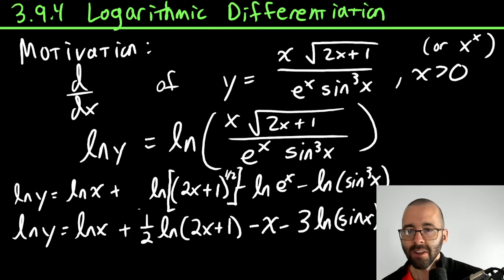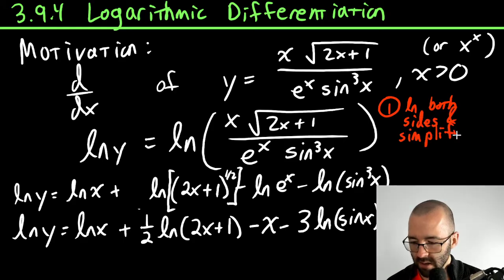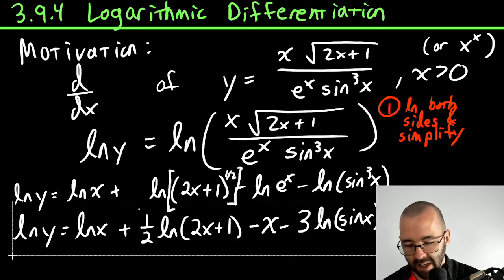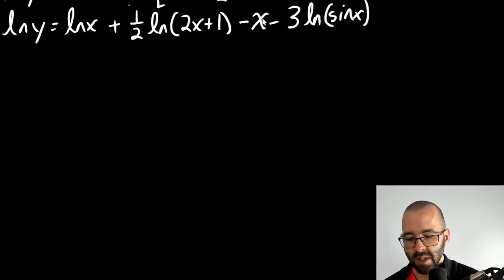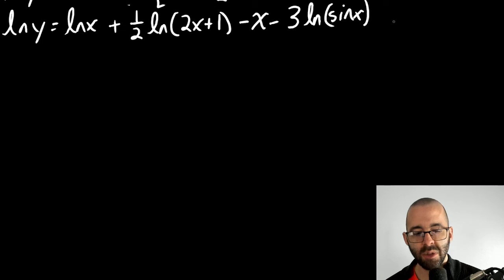So in logarithmic differentiation, this is exactly what it's all about. The first step of logarithmic differentiation is to ln both sides and simplify. Now we're ready for the second. And again, I haven't exactly told you what logarithmic differentiation is. I just want to kind of show you an example first. We're going to take the natural log of both sides and simplify. And then we're going to use implicit differentiation to find y prime.